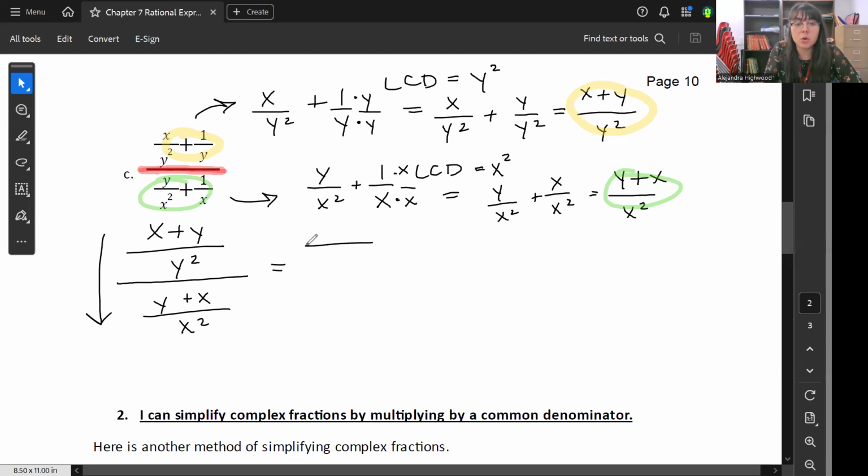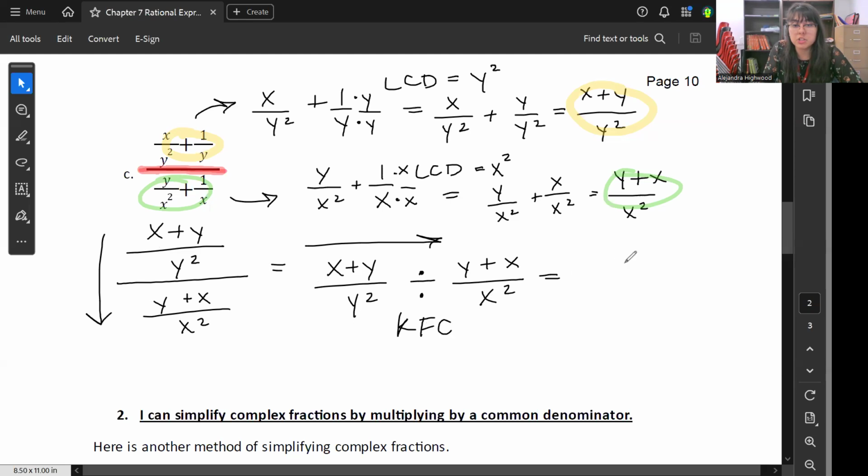It's written vertically. I'm going to write it horizontally. So that means x plus y over y squared is being divided by y plus x over x squared. I'm going to use keep, flip, and change. So I have x plus y over y squared times x squared over y plus x.